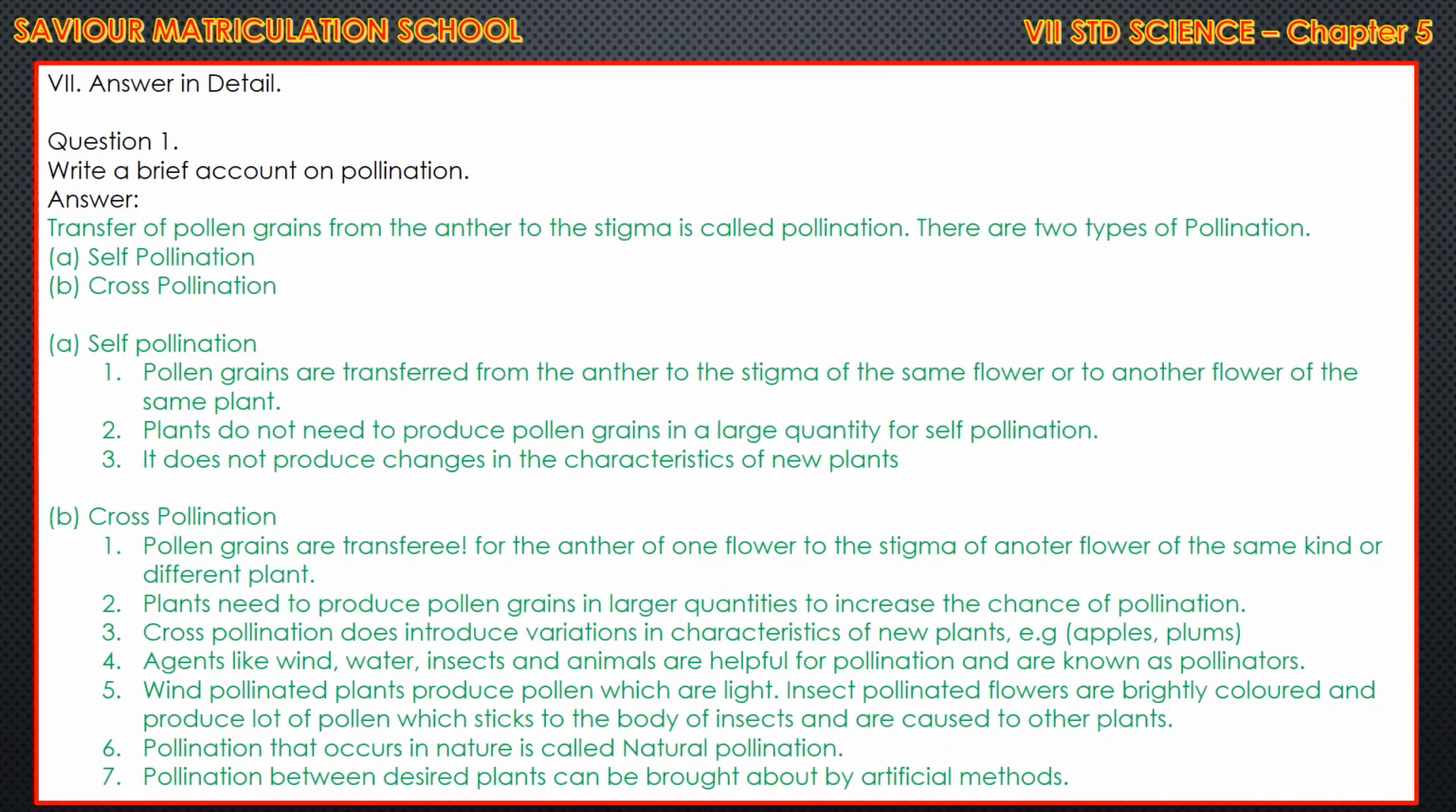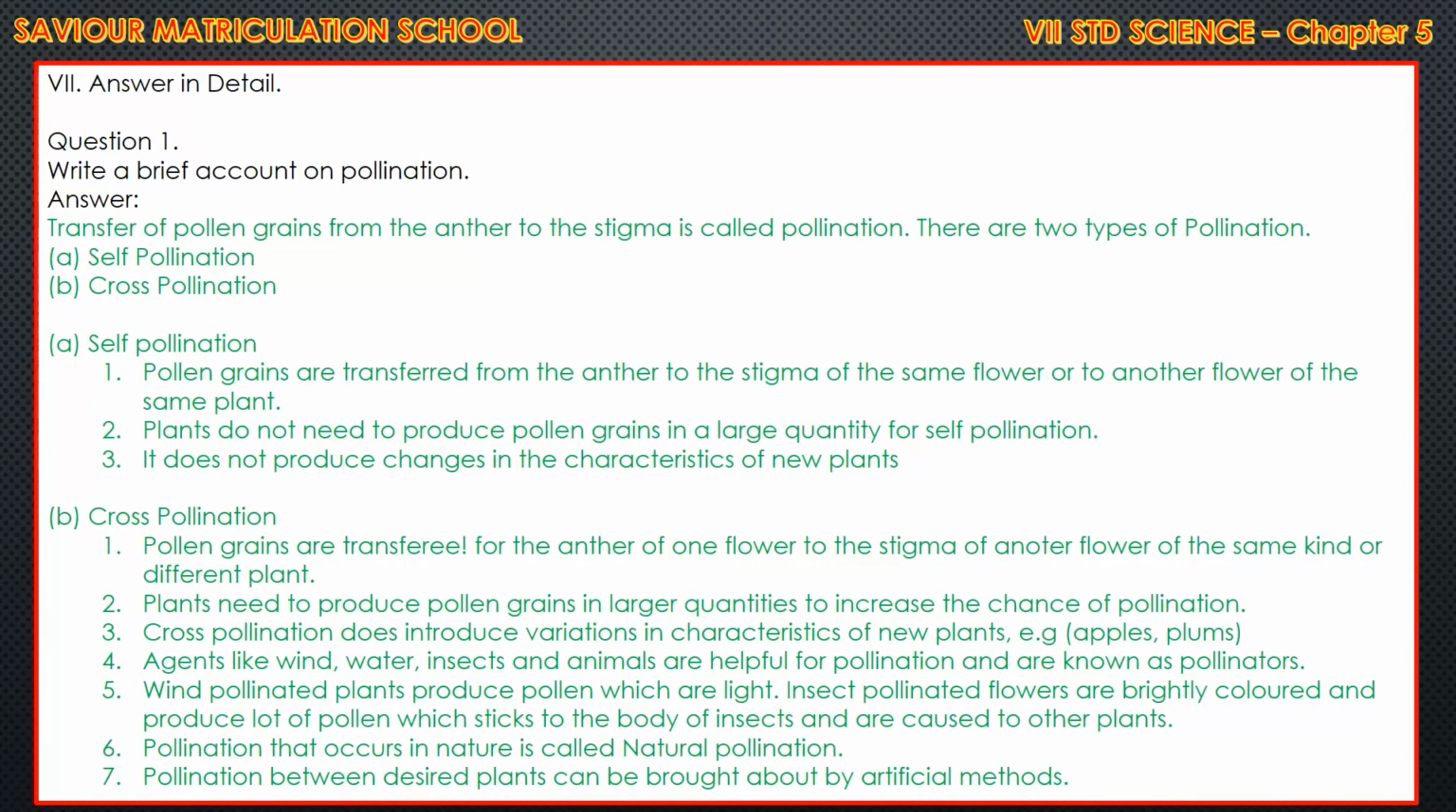Answer in detail, that is Roman number 7, children. Page number 72. Question 1. Write a brief account on pollination. Answer. Transfer of pollen grains from the anther to the stigma is called pollination. And there are two types of pollination: A. Self-pollination and B. Cross-pollination.